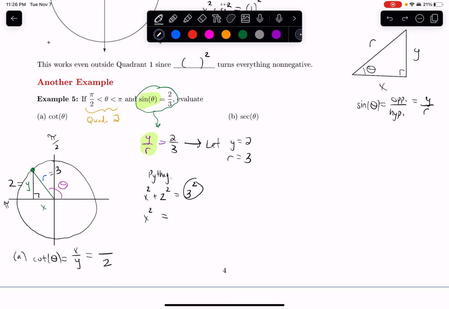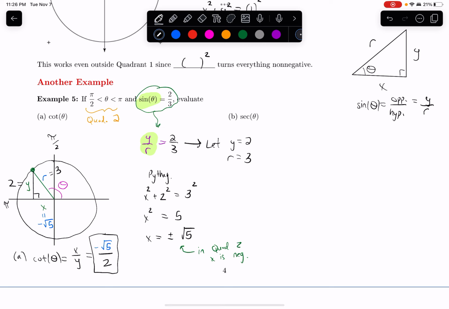So which is it? Is x positive root 5 or negative root 5? Well, my point is in the second quadrant. So in quadrant 2, my x coordinate is negative, right? If my point is over here, my x value should be negative. Okay, so I'm going to label that. This x coordinate should be equal to negative root 5. Okay, so that's going to be the numerator of my fraction. I'll get negative root 5. And now I got it. I got cotangent of theta. It's negative root 5 over 2.